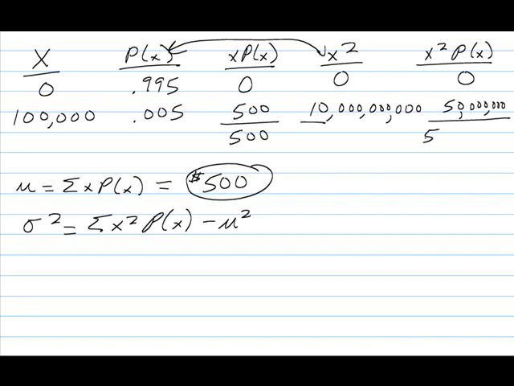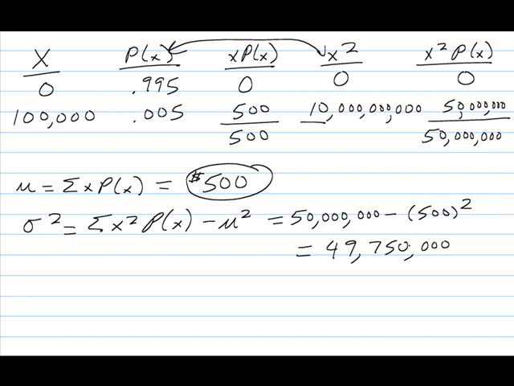So the sum of X squared P of X is 50 million. So for the variance, you take that 50 million and you subtract the mean squared. The mean in this case, remember, is 500. So you subtract 500 squared. That'll give you 49,750,000. So that means your variance is 49,750,000.